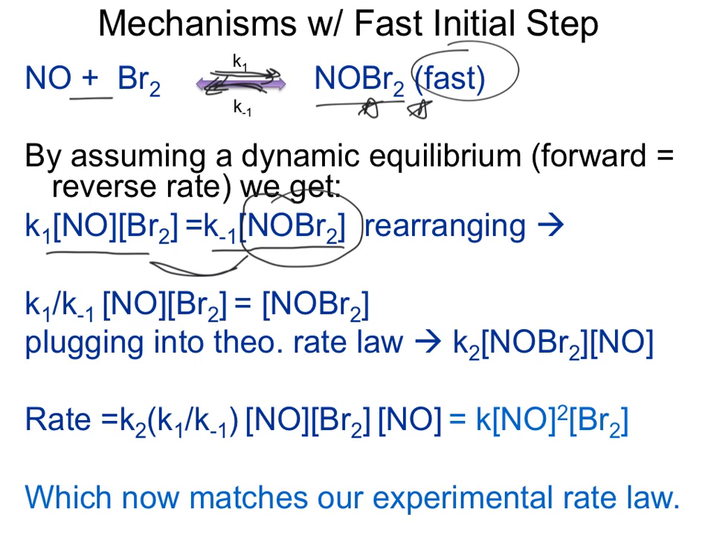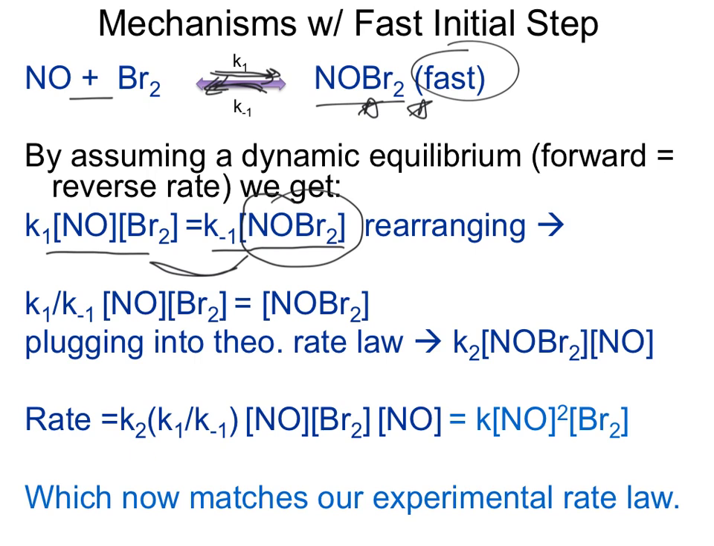Okay, so we can then take this value of NOBr2 and subsequently what we've set it equal to and plug it into our theoretical rate law of our slow step. Okay, so basically instead of plugging NOBr2 into here, we're going to plug in what NOBr2 is equal to, which is k1 over k minus 1 times NO times Br2. Okay, so we plug that in and we now get this rate law here.